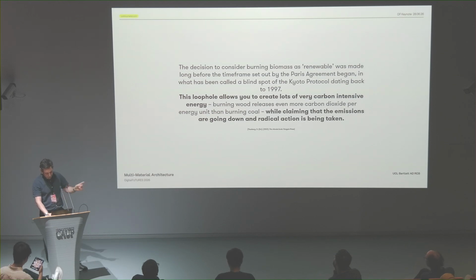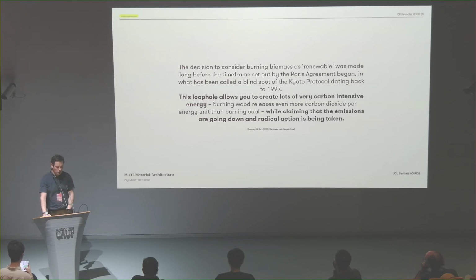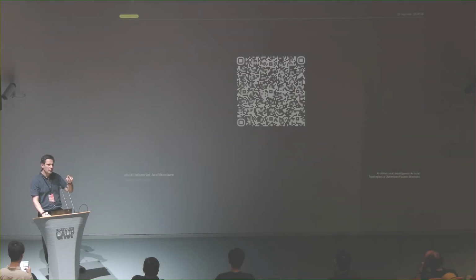And the decision to consider it as renewable was made long before the time frame set out by the Paris Agreement began. And it was a blind spot in the Kyoto Protocol dating back to '97. And this loophole effectively allows you to create lots of very carbon-intensive energy, claiming that you're bringing down emissions, which is kind of a complete paradox and contradiction. So there's a lot of stuff that is kind of contradictory, and it's a bit of a rabbit hole to investigate even further. So all of this work has been captured in an article that we published in the Architectural Intelligence Journal that analyzes all of these things in more detail that I mentioned.